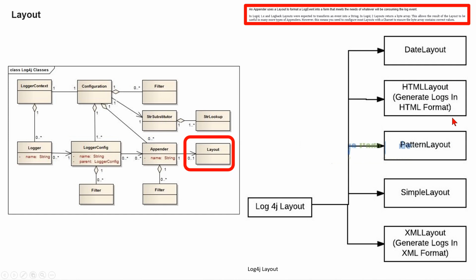Class HTMLLayout in the Log4j repository. This layout outputs events in an HTML table. Appenders using this layout should have their encoding set to UTF-8 or UTF-16. Otherwise, events containing non-ASCII characters could result in corrupted log files.